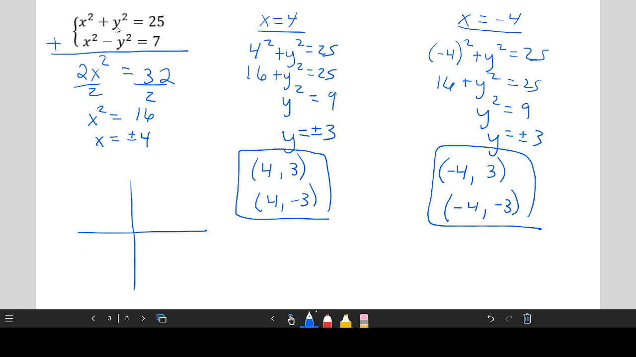The first equation is a circle centered at the origin. The second equation has subtraction there. This is a hyperbola, which is something that we're going to be learning how to graph in the future. But a hyperbola has 2 branches, and this one looks something like this. And so that's why we get those 4 intersection points there.